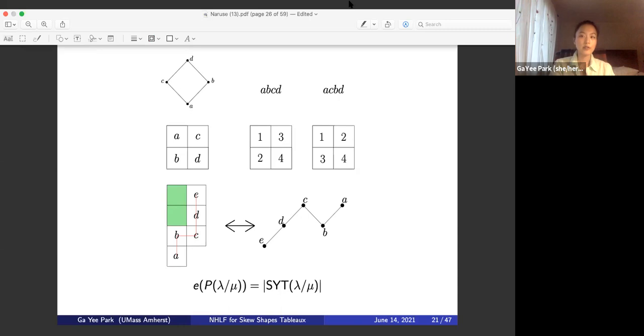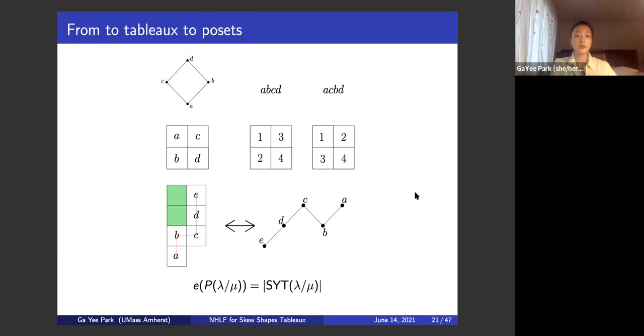And this is true for the general case, for both skew and straight shape. The number of linear extensions of posets derived from a Young diagram is equivalent to the number of standard Young tableaux of that particular shape.